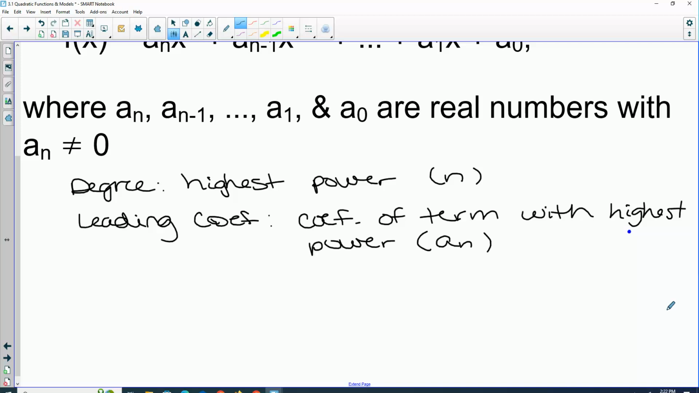It does not necessarily mean the first one in the problem. You have to look. If I mix the terms up, the leading coefficient is still the one with the highest power of x, not necessarily the first one that's listed in the polynomial. And a constant is just a term without a variable.